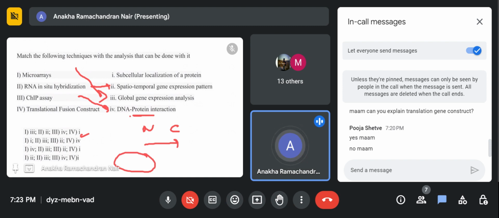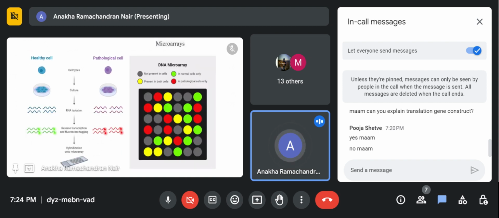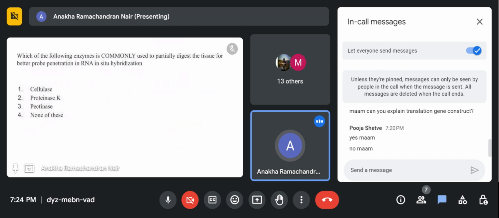Okay, so if you're doing translational fusion construct, your gene of interest is attached to your GFP or any other probe. Okay, and using the fluorescence you can figure out where within the cell the protein is present. Okay? So subcellular localization of a protein can be figured out using translation fusion construct. So let's move on to the next question.